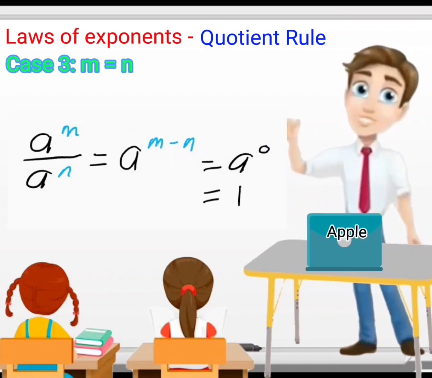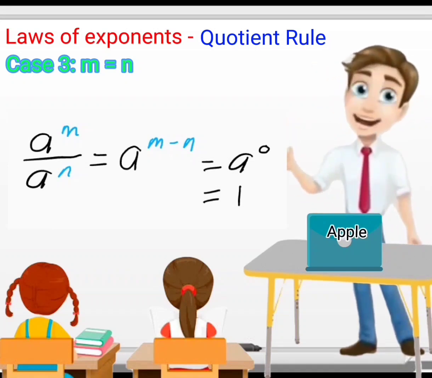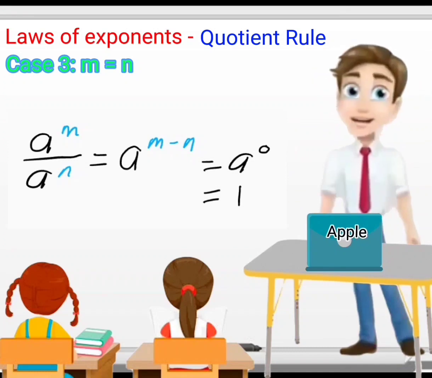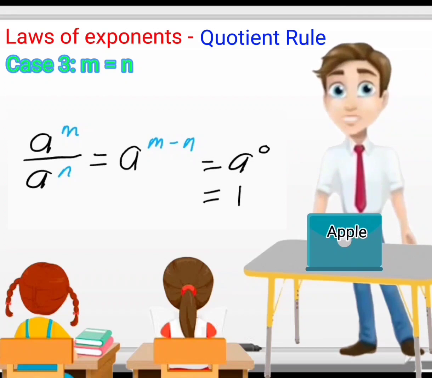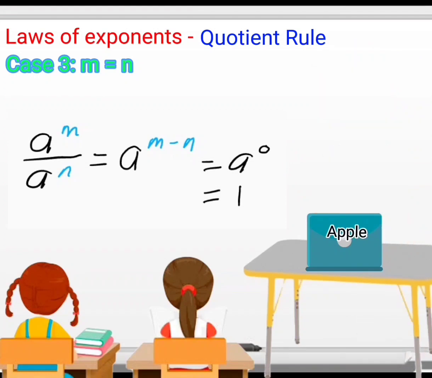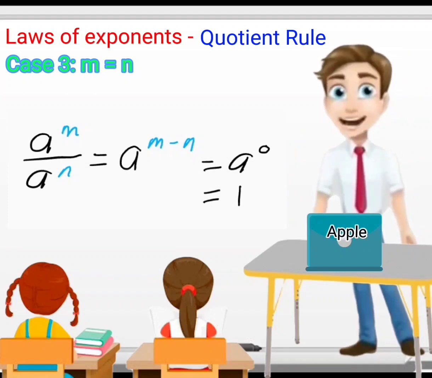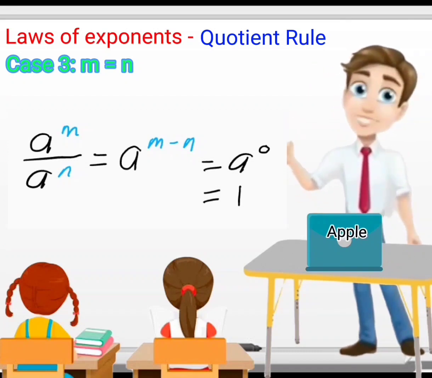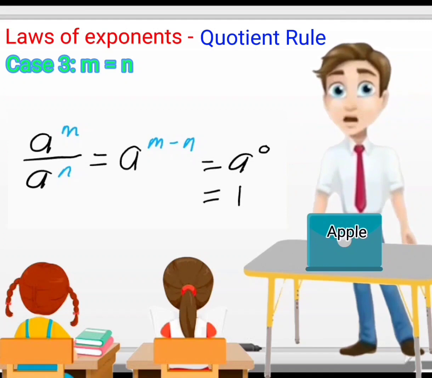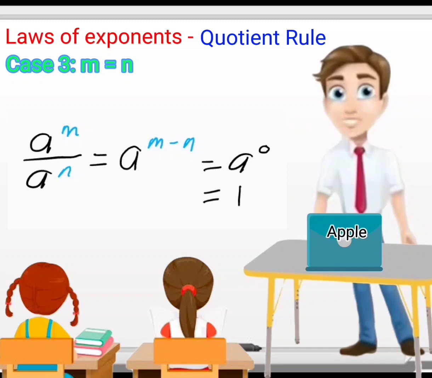For case 3, under quotient rule pa rin tayo. So, this time, paano naman kung yung m ay equal na dun sa value ng n? Ibig sabihin, yung exponent sa numerator na m ay equal sila dun sa exponent ng denominator na n. So, if we're going to subtract their exponent after copying the base, of course, since they are equal, so m minus n, it will become 0. Now, if the exponent now is 0, then the answer is 1.